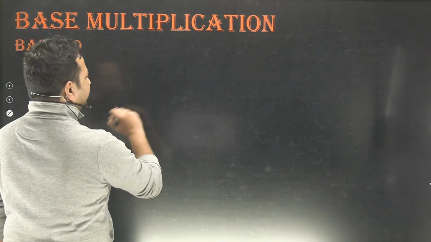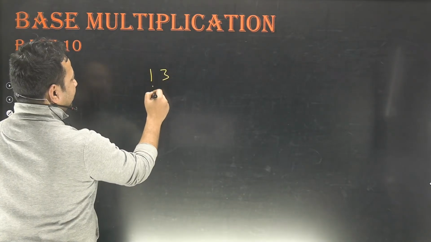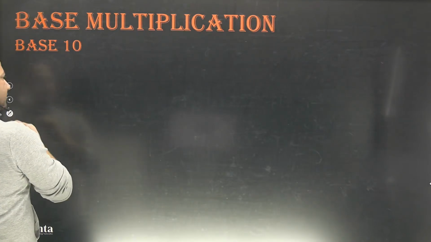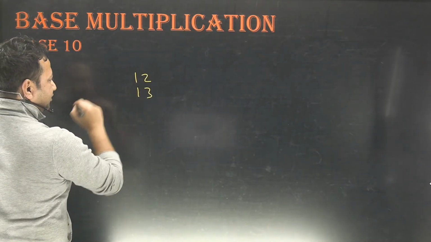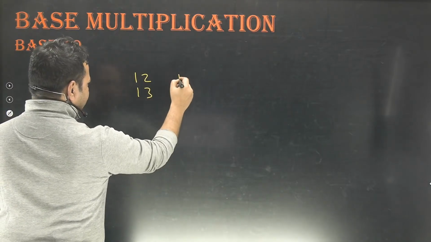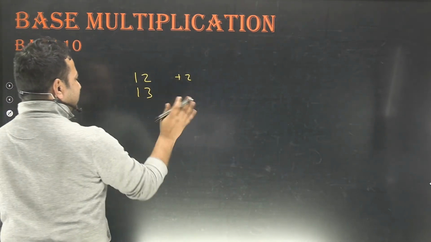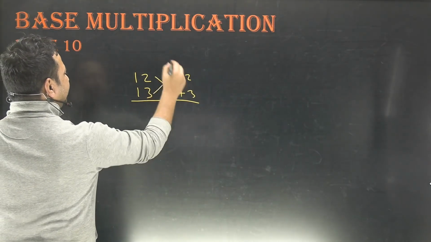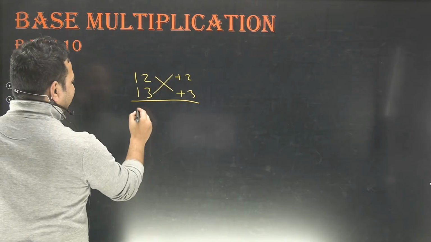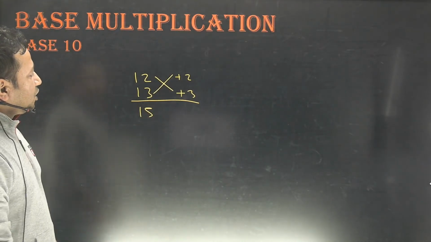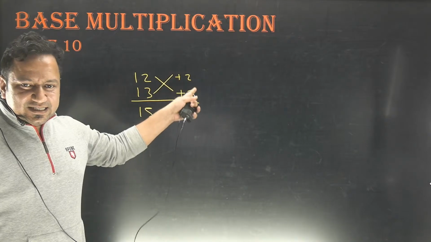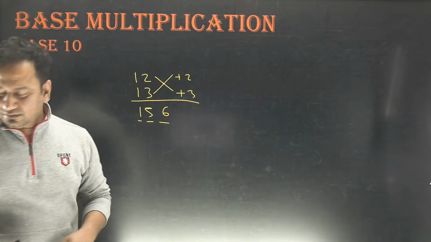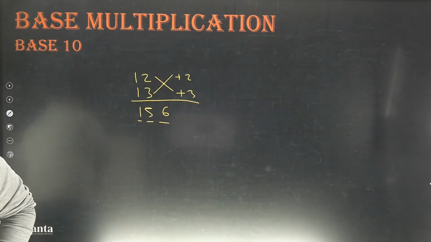Let's say the numbers are 13 and 14. I'll explain 12 and 13 again, and then we'll move on to larger numbers. See, 12 is 2 more than 10, I'll write plus 2. 13 is 3 more than 10, I'll write plus 3. And after that, 12 plus 3 or 13 plus 2, whatever you want to do, you can do it. And you'll get 15 in both the cases. After that, just multiply the excesses, that is 2 and 3. 2 multiplied by 3 is 6. And that is our answer, 156. Isn't it magical?